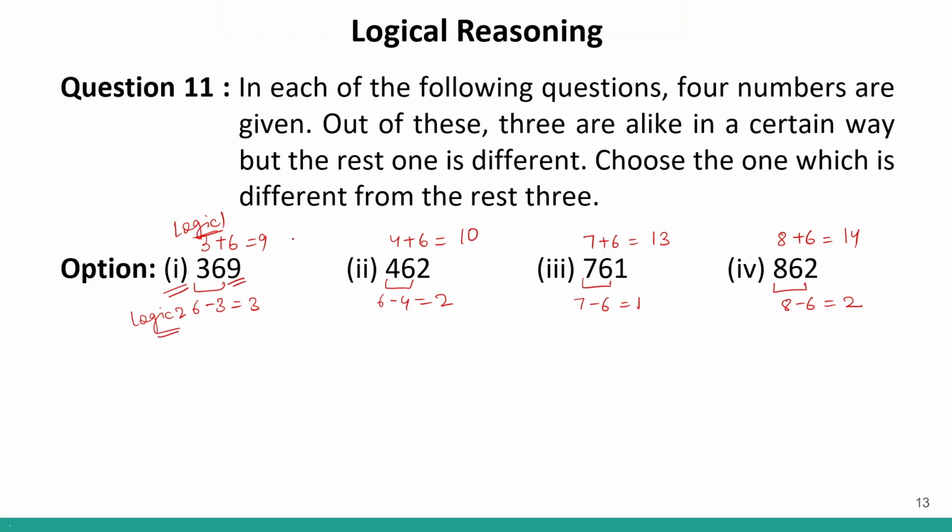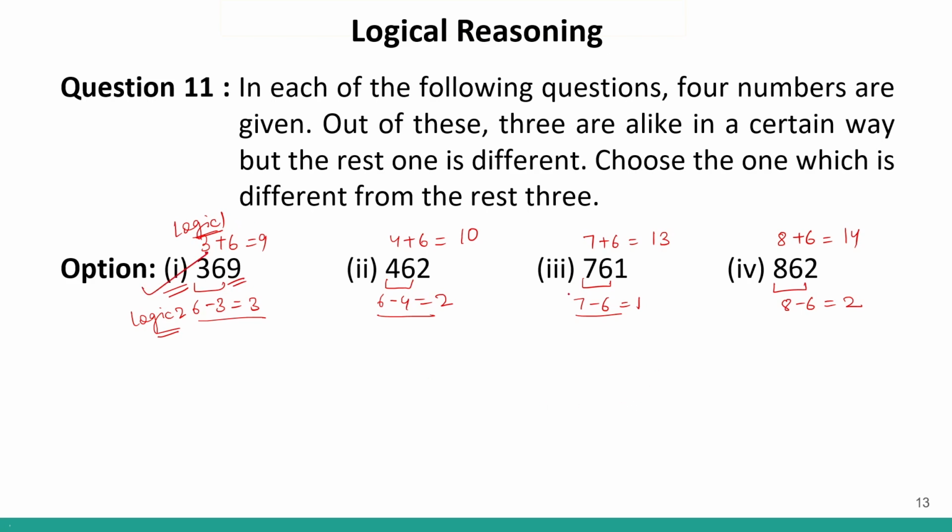So the first logic was 3 plus 6 equals 9. This is given in option number 1. But over here, it did not follow. It did not follow for this also, and it did not follow for this also. The second logic was the difference between the first two digits. So 8 minus 6 was 2. This followed for option number 4. Then this logic followed for option number 3. This logic followed for option number 2. But this logic did not follow for option number 1. So even with both the logics, my answer remains the same, which is option number 1.